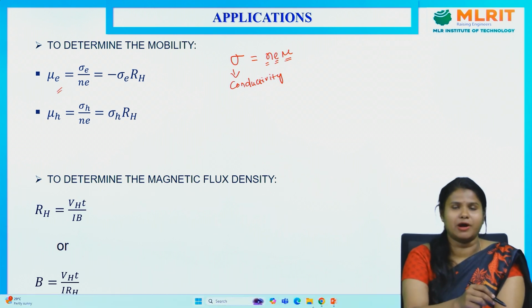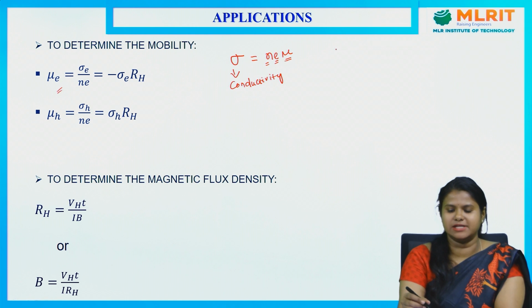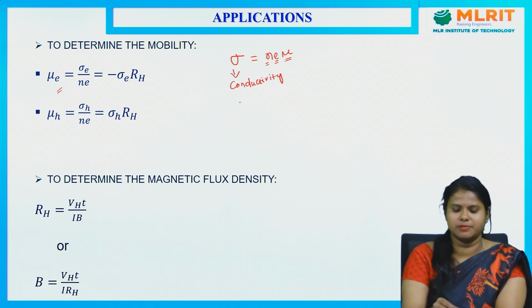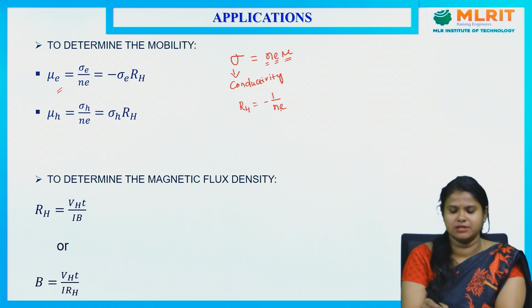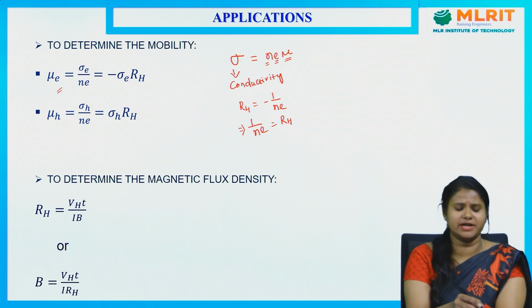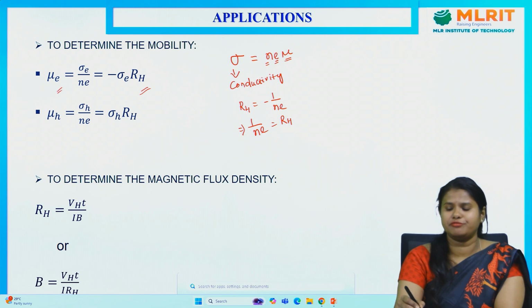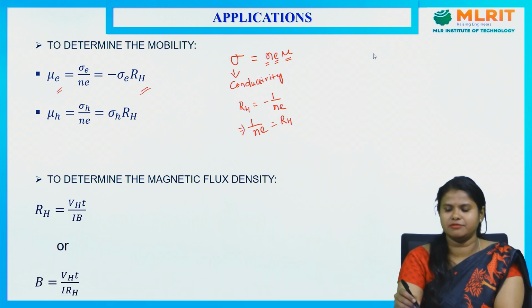So this 1 over Ne will be minus RH, because RH was minus 1 over Ne. That's why 1 over Ne will be equal to minus RH. So we can write the mobility of electrons as minus sigma e into RH. Now if we are considering holes, what will be the value of this mobility?